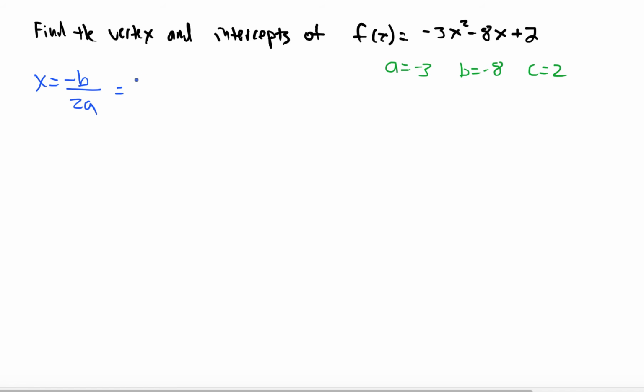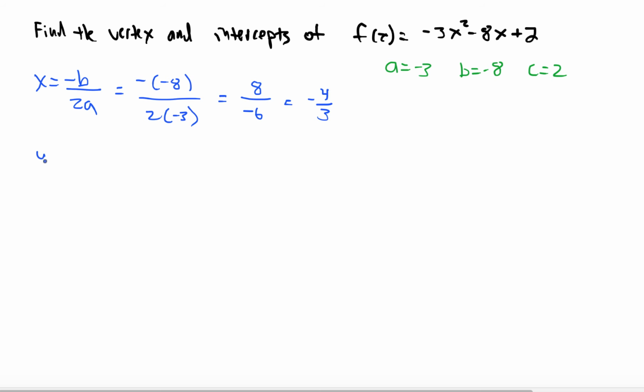So negative of negative 8 over 2 times negative 3. So in this case, the negative and negative cancels out. We get 8 over negative 6. We can reduce that and bring the negative out front, so we get negative 4 over 3. This is the x-coordinate of the vertex.